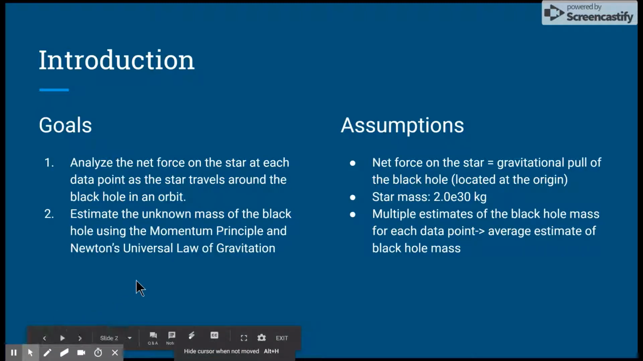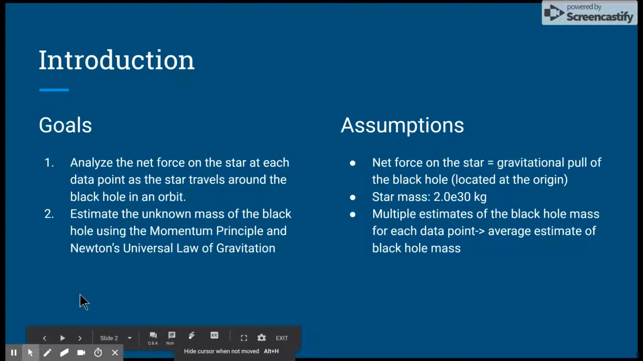Before I discuss the fundamental principles I used in the lab, I wanted to include some assumptions that were made. Firstly, the net force acting on the star is due to a single force, which is the gravitational pull of the black hole located at the origin. Also, the star has a predetermined mass of 2 times 10 to the 30 kilograms.